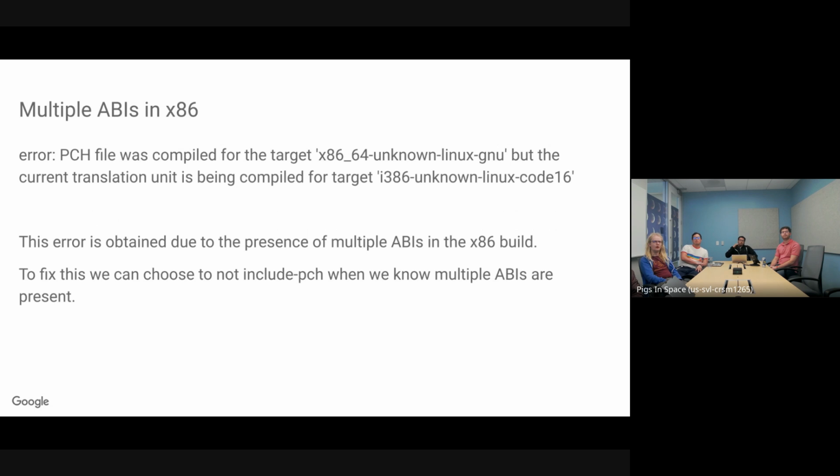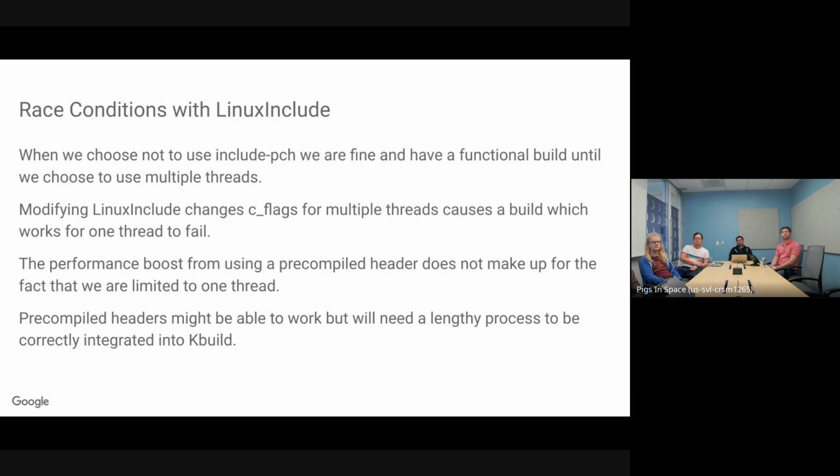And the one way we got around it, just to test, is, okay, since we can't precompile for everything, what about we precompile as much as we can? If we just skip a few things, we can actually build with precompiled headers. It does work. The only problem is it only works with one thread. So when we choose not to include the PCH, we're fine, and we have a functional build.